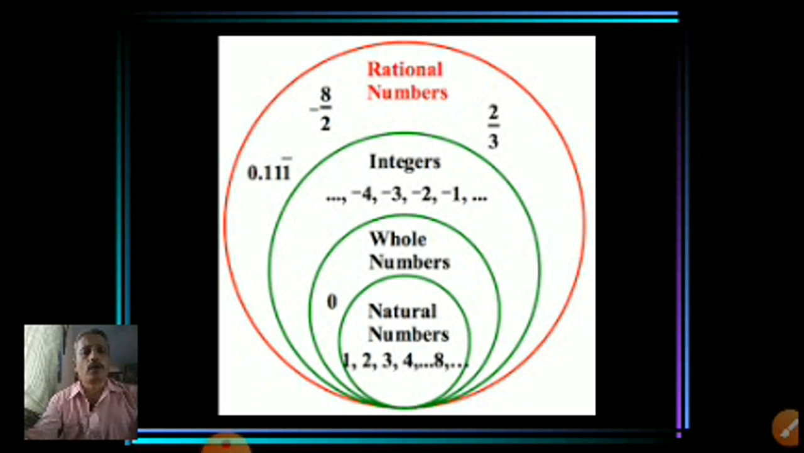Next one is whole numbers. Whole numbers are nothing but natural numbers including 0. So here the smallest whole number is 0. It begins with 0, then after that 1, 2, 3. After that you may know about integers. This 0 and 1, 2, 3 are called the positive numbers.